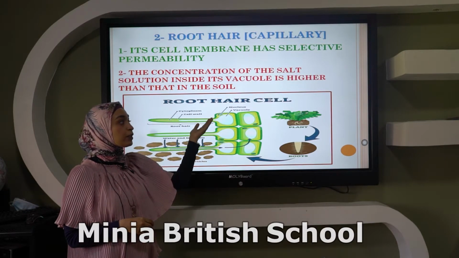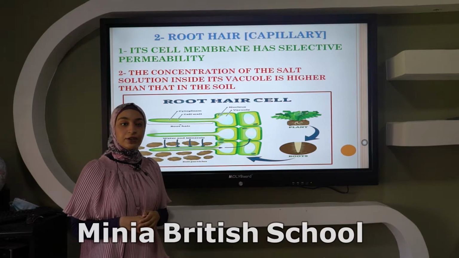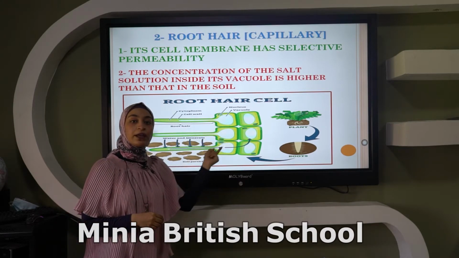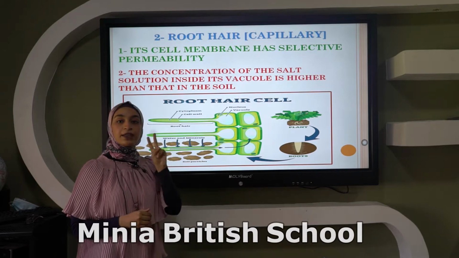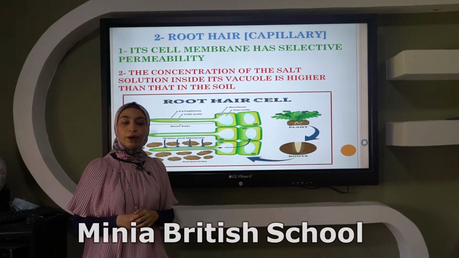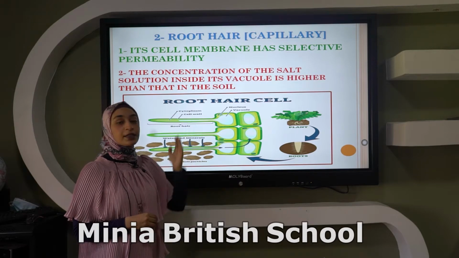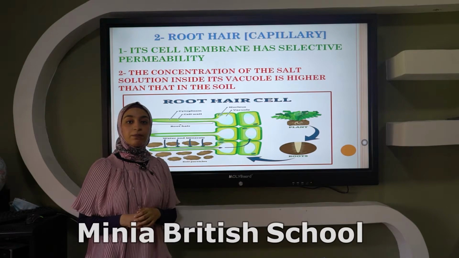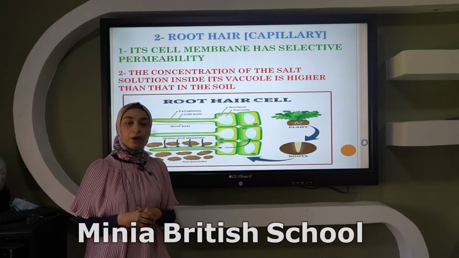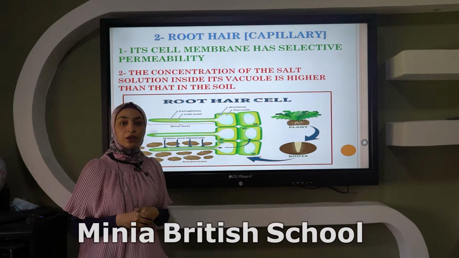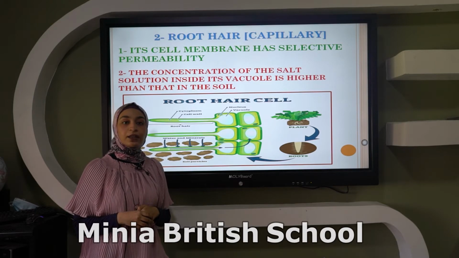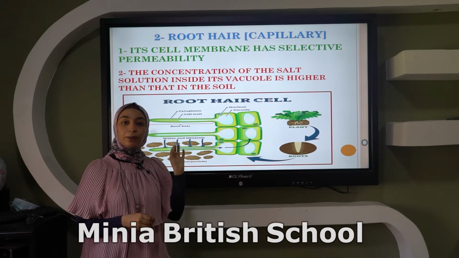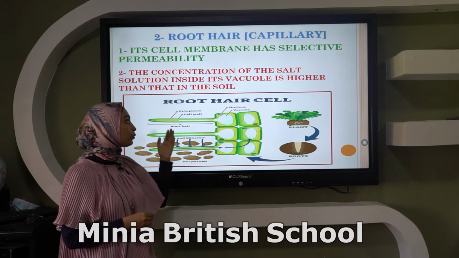But what about the root hair? They are very tiny hairs extending from the epidermis, and each has a big vacuole as we see on the board. It has 2 properties that help the plant to absorb water. Number 1, its cell membrane has selective permeability, which means it lets some types of salt pass through according to the plant's needs. It doesn't pass all types of salts, only the types that the plant needs. This is number 1.